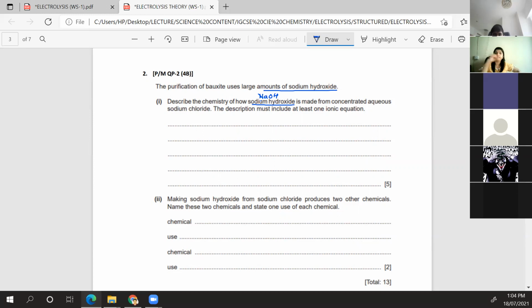When concentrated aqueous sodium chloride is electrolyzed, chlorine forms at the positive electrode and also sodium hydroxide, and at the negative electrode, hydrogen is formed. Okay, and we have to also include one equation, correct? So now over here, since see 1, 2, 3, 4, 5, there are 5 lines, we have 5 marks. So how to write such questions?